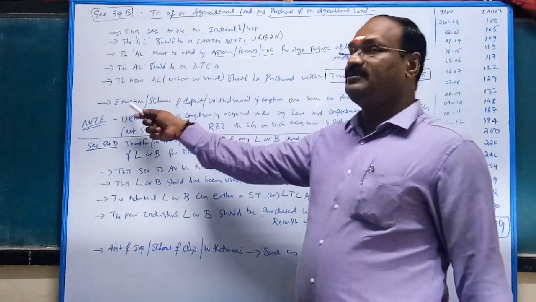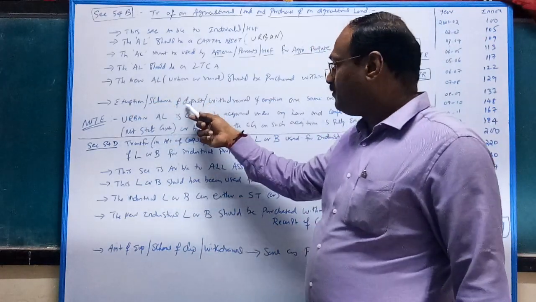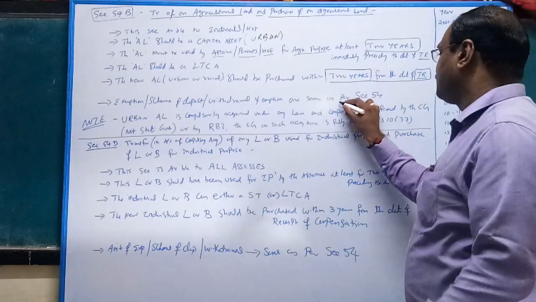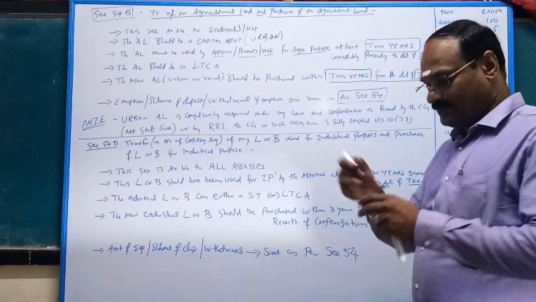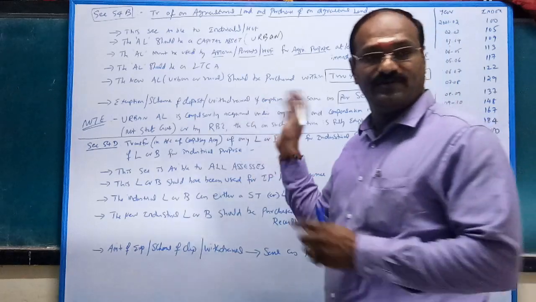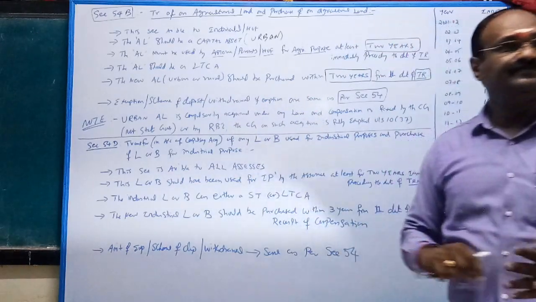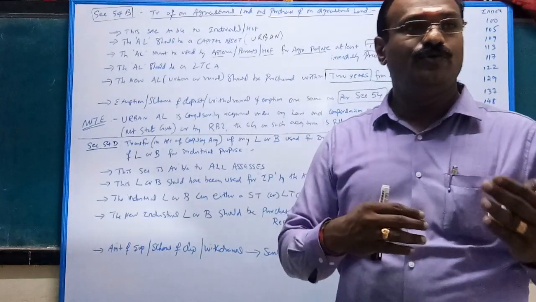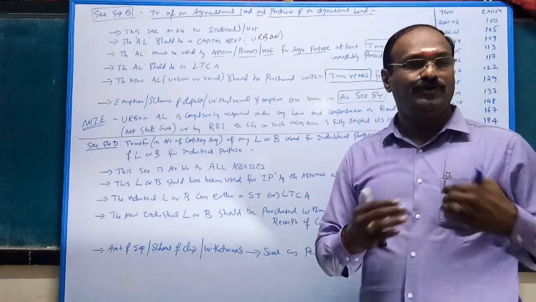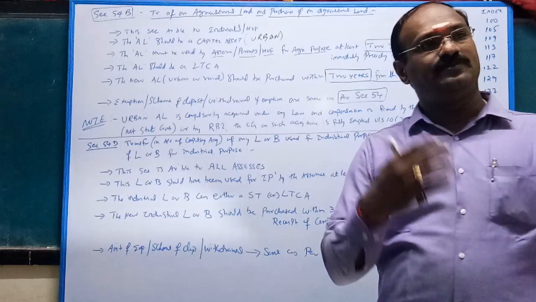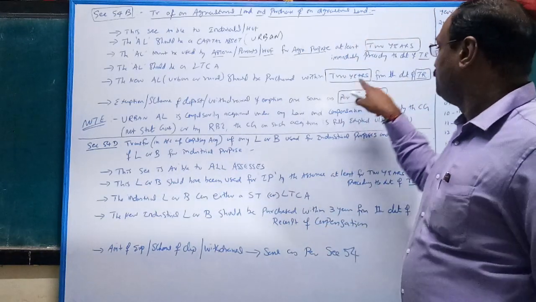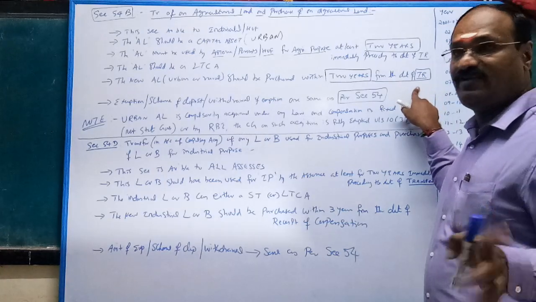What about exemption? Exemption, scheme of deposit, withdrawal of exemption are same as per section 54. Previous section we discussed, no? Same. Exemption, amount invested is exempted. Scheme of deposit, if you are unable to purchase before the due date of return, then the same amount has to be deposited into the capital gain scheme account. Very important, 2 years from the date of transfer, not from the date of deposit.